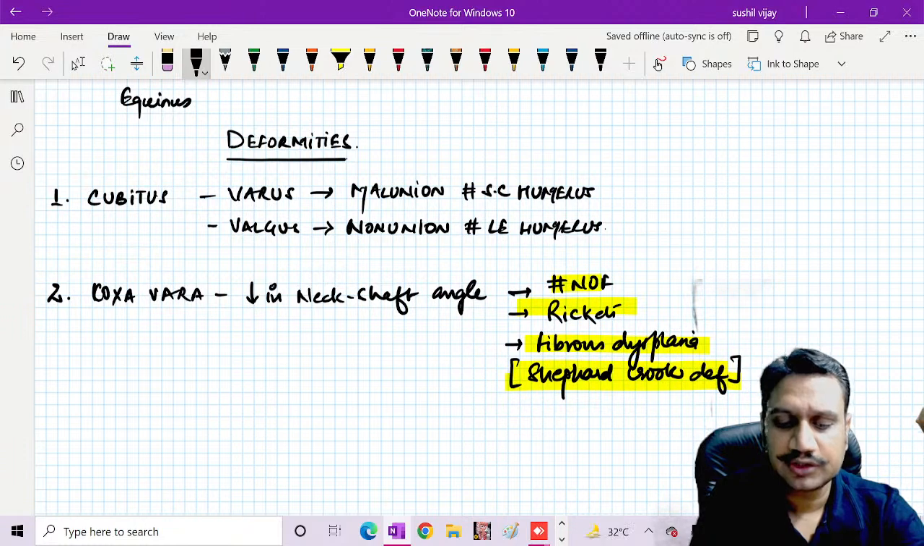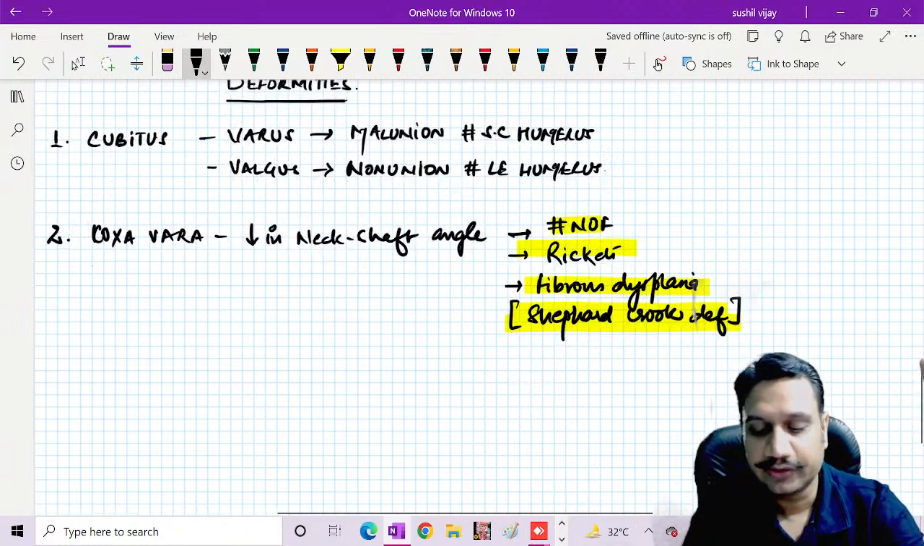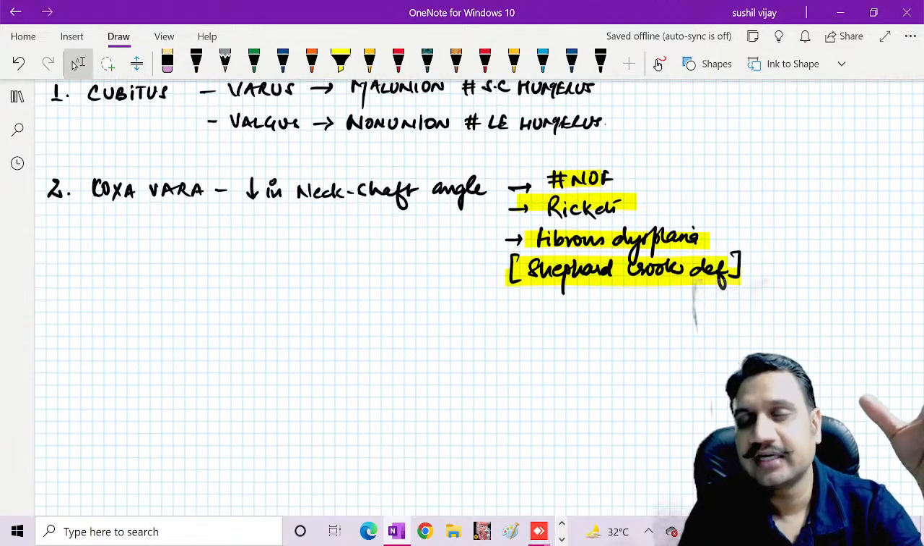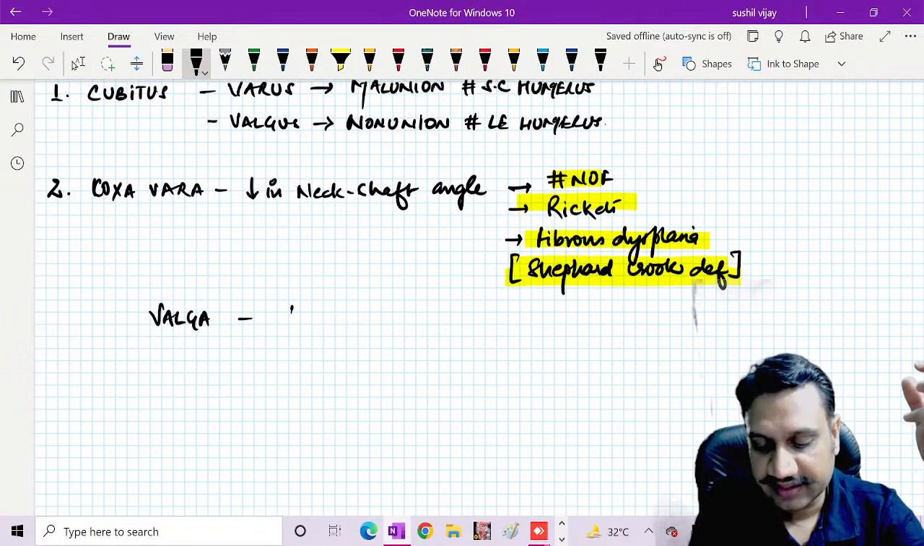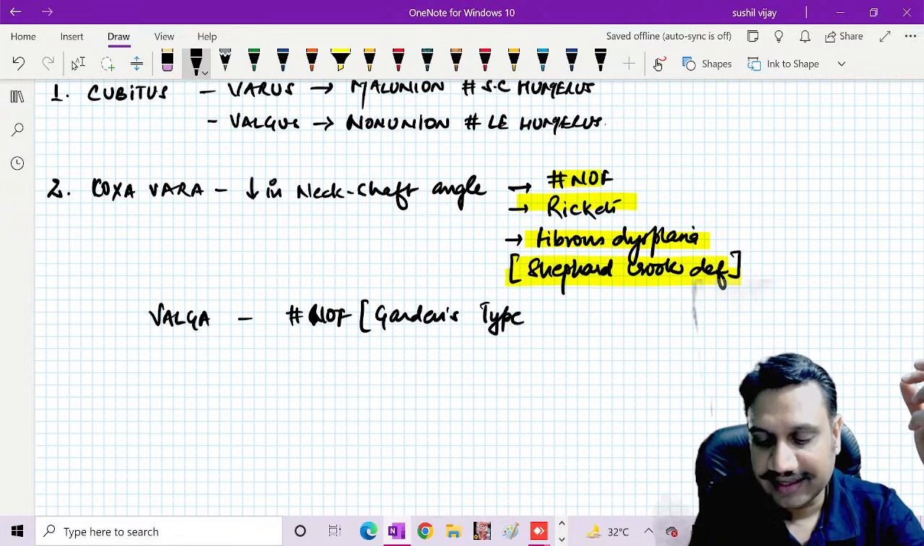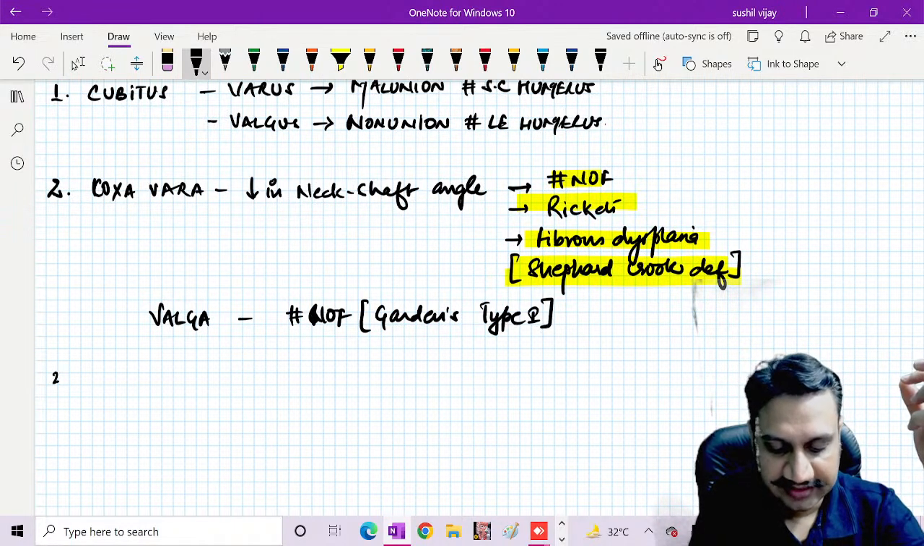Coxa valgus does not have any specific pathological condition that you should remember. It's only seen in Garden type 1. So I can write it down: when you have a patient with fracture neck of femur, as per the Garden classification, coxa valgus will be Garden type 1.